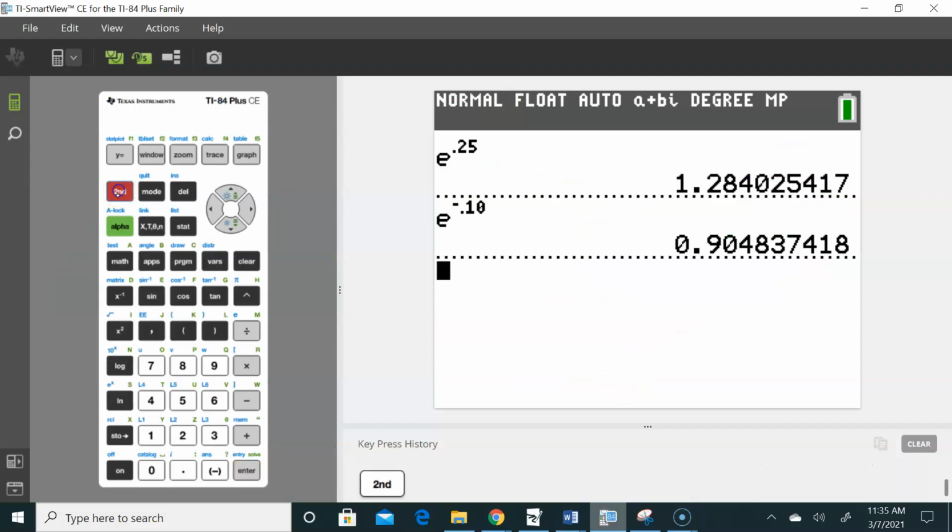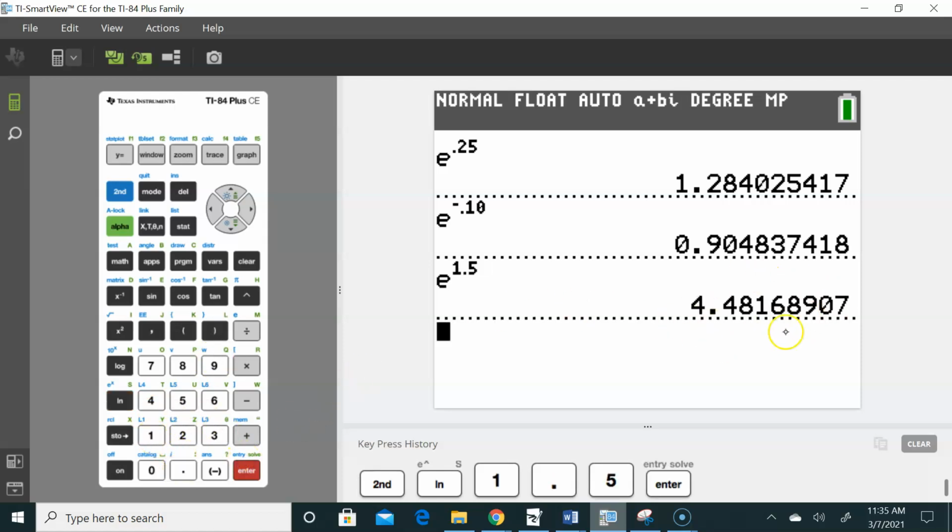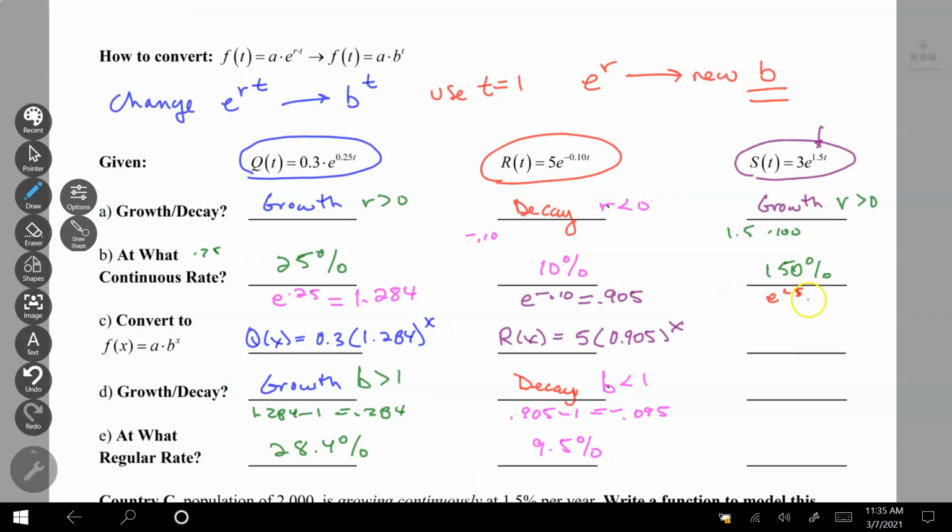And I hit the blue second, I hit the ln key to get the e with an exponent to the 1.5. I get this big number, it's a lot bigger than 1.5. I'm going to put that on a piece of paper. E to the 1.5 was 4.482. So now I can rewrite this as s of x is equal to 3, the initial amount, 4.482 raised to the x.